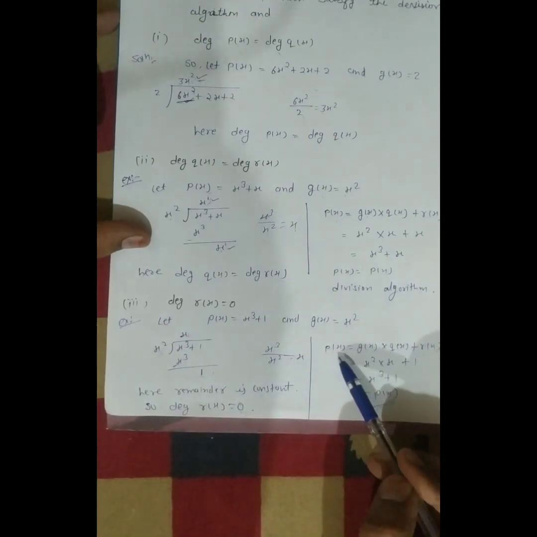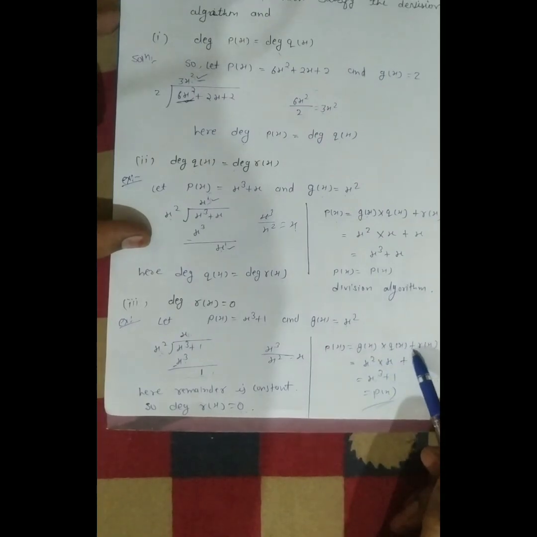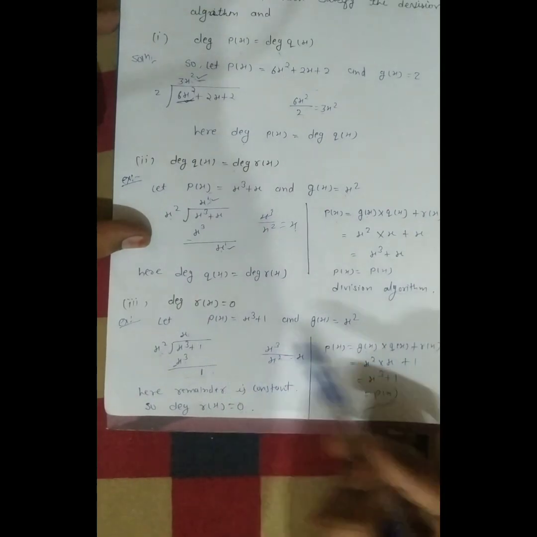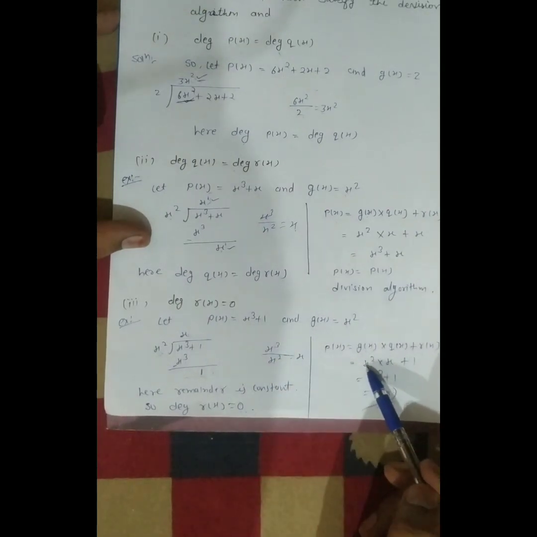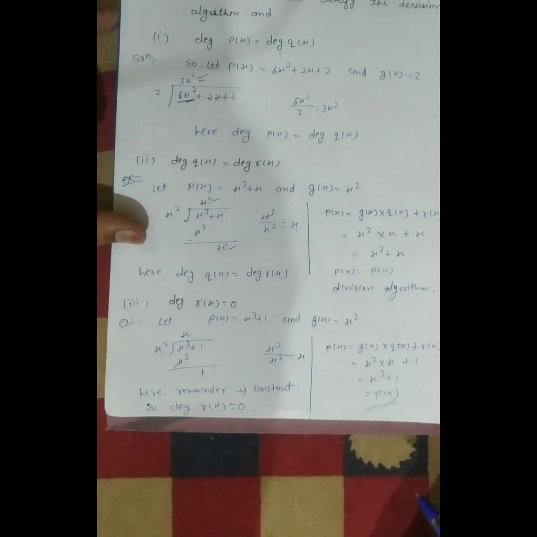Also we satisfy division algorithm, p of x equal g of x into q of x plus r of x. Here g of x is x square, q of x is x and r of x is 1. So x square into x, x cube plus 1, which is our p of x. So we also satisfy the division algorithm.